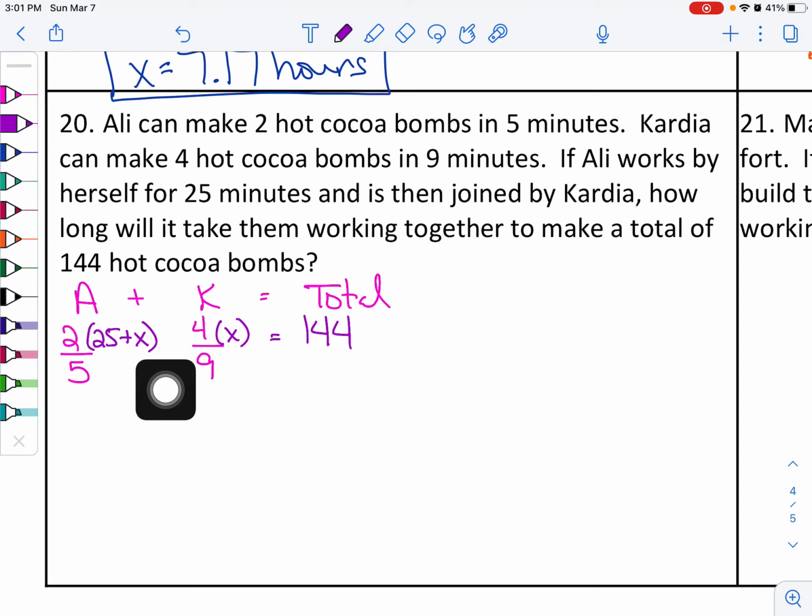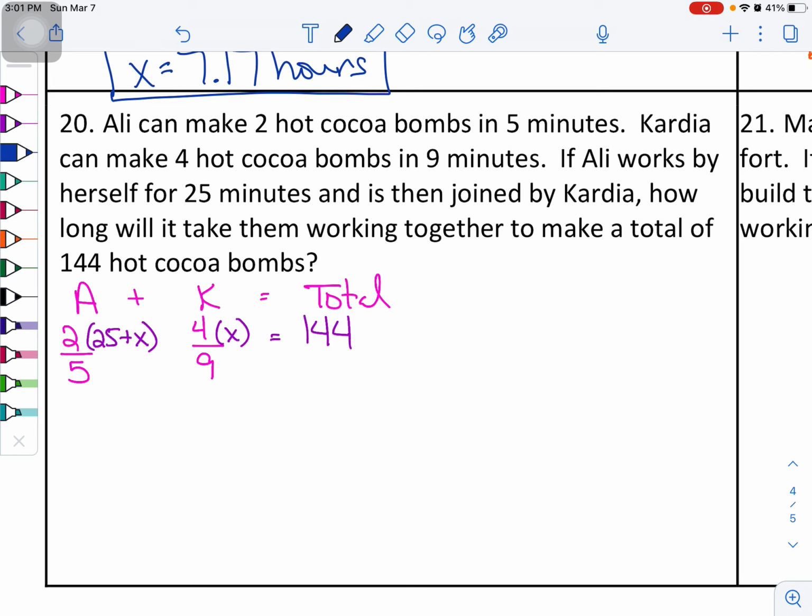So what's going on here? We've got Allie's rate of 2 hot cocoa bombs in 5 minutes. Cartier can do 4 in 9 minutes. Now, time-wise, Allie's going to work by herself for 25 minutes. So that's the extra 25 here. And then she's going to be joined by Cartier. Then we've got the x plus x. So x here is Cartier's time working, and Allie gets that time as well, plus the 25 minutes she worked by herself.